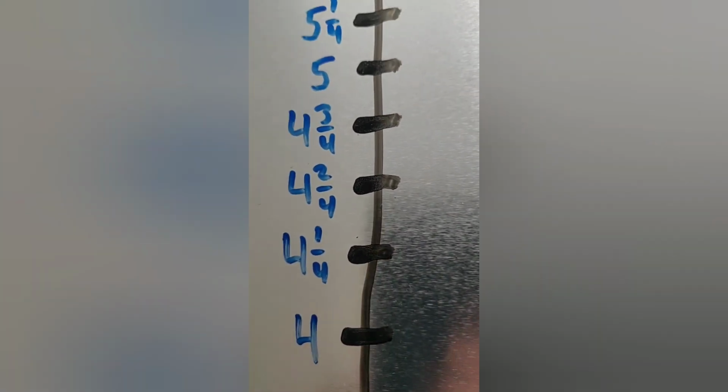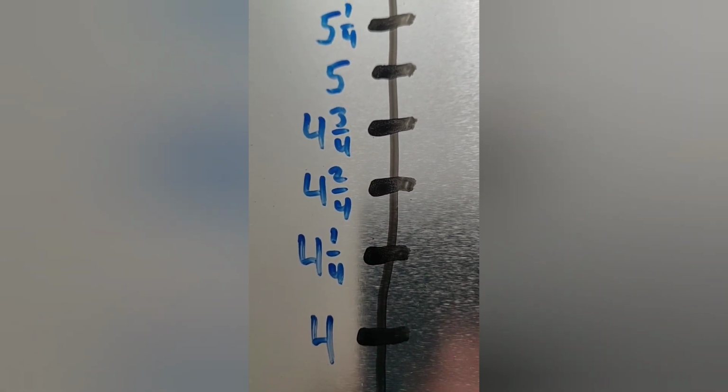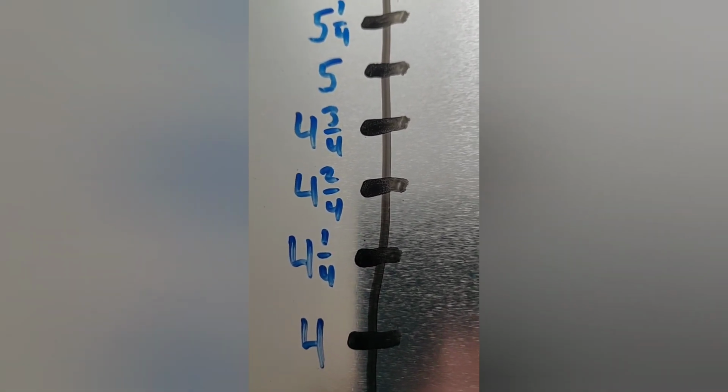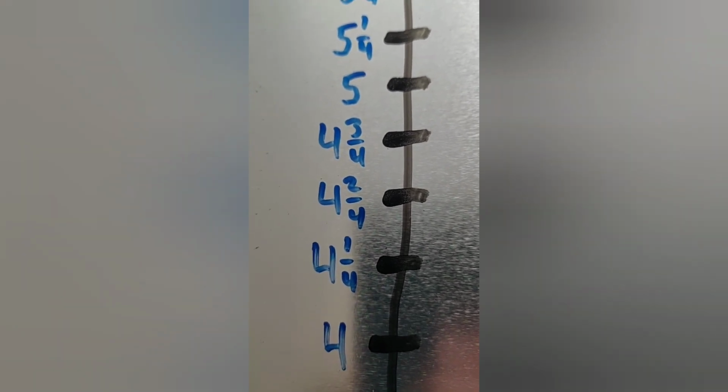So you can see from 4 to 5, that one whole is broken into 4 equal parts. So as we go up our number line, I'm just going to go from 4 to 5 and 5 to 6 to give you an example. We go 4, 4 and 1/4, 4 and 2/4, 4 and 3/4, 5, 5 and 1/4, 5 and 2/4, 5 and 3/4, 6. And then I did the same thing going up to 7.